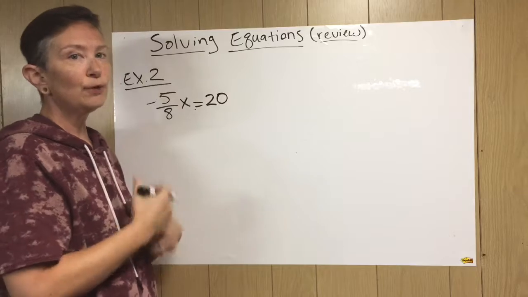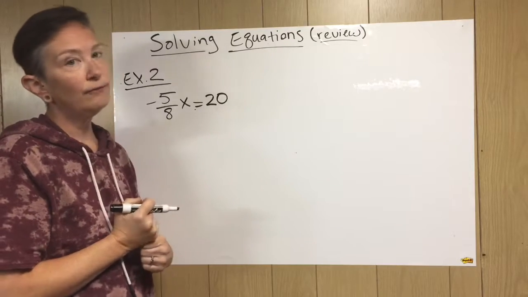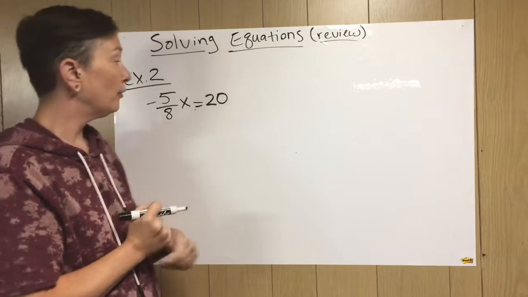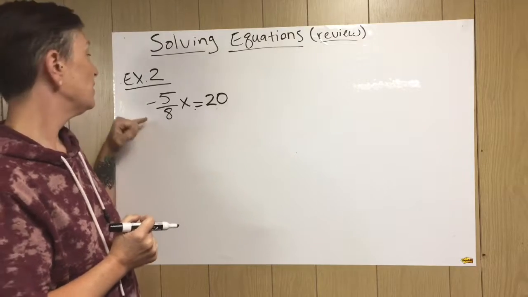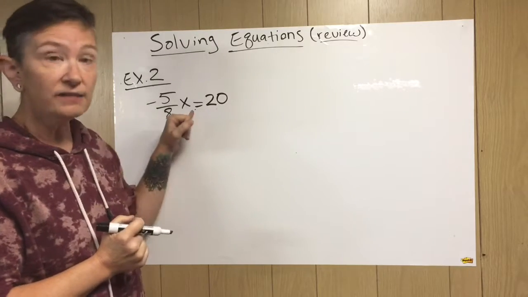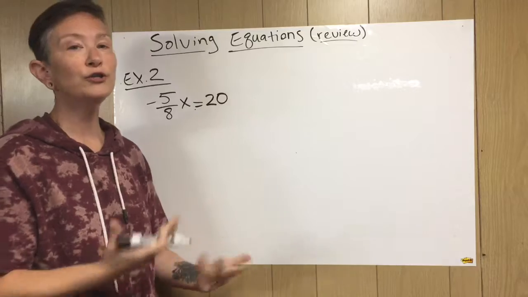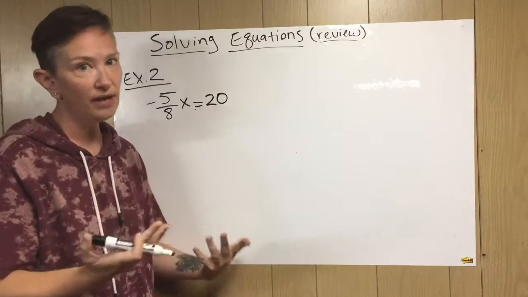Example number 2. What if there's a fraction involved in solving for a variable? Like in example number 2: negative 5/8 x equals 20. So the goal is to isolate x and get x by itself.